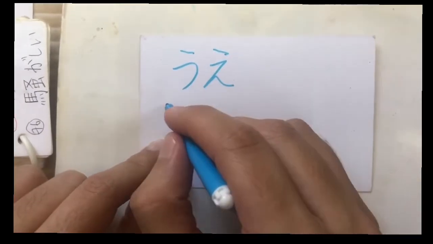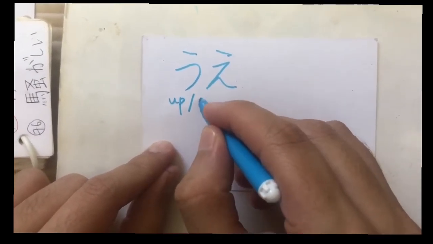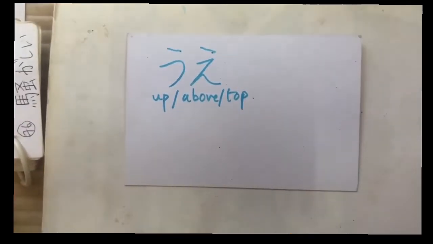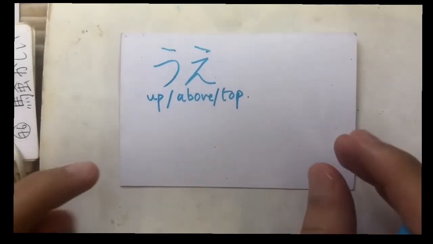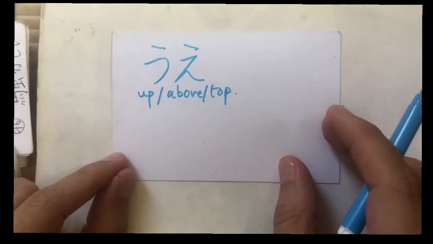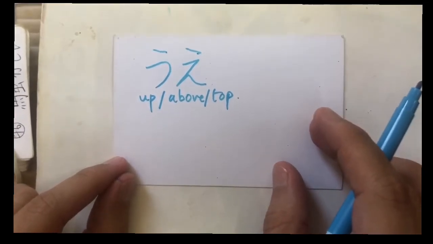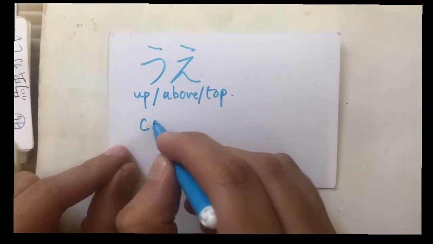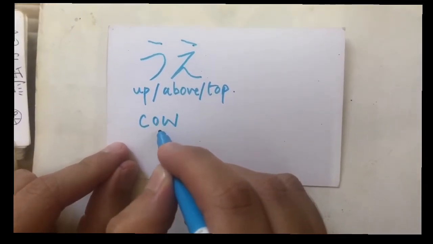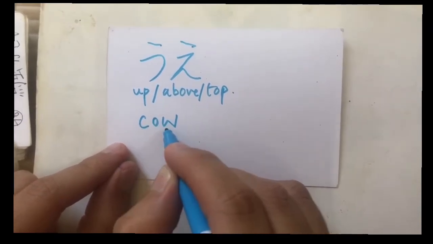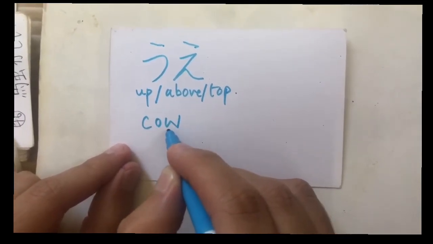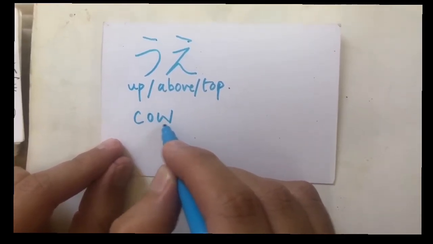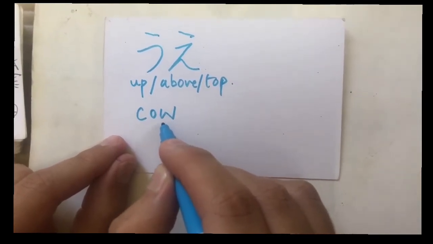Ue means up or above, top. So here's the pronunciation example of ue, as in cow. We pronounce this cow, cow, cow. That's how this U is pronounced, which resembles the English sound cow.